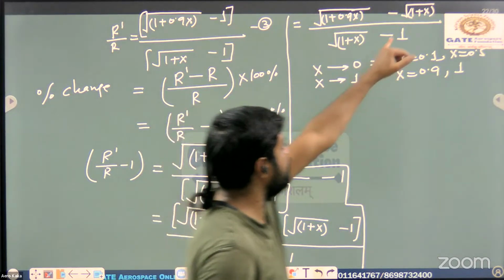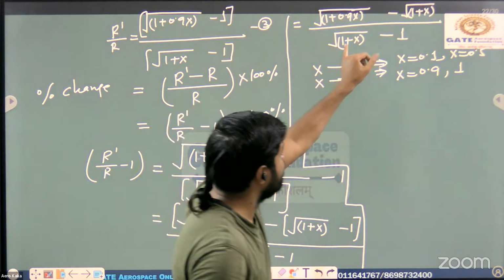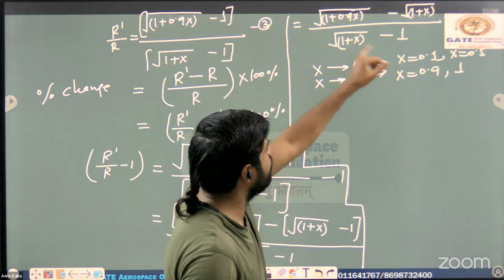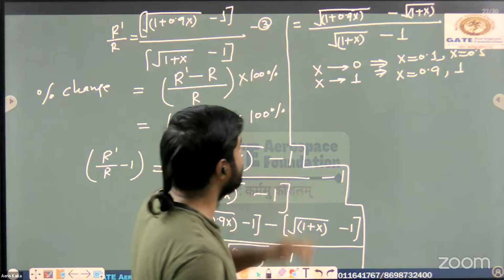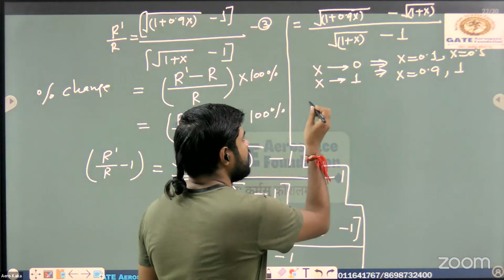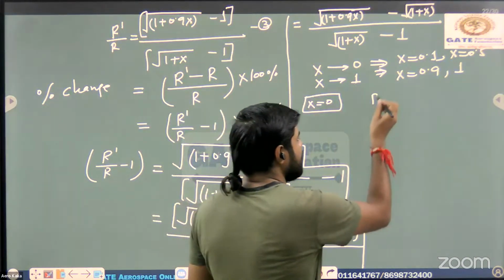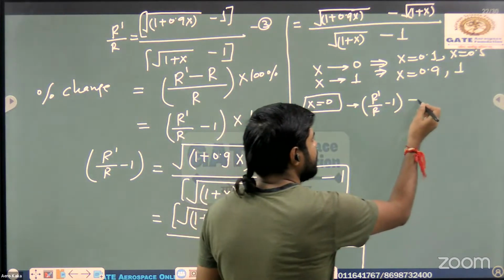Root of 1. Here also, it's a root of 1. So 1 minus 1 becomes 0. Here, 1 plus x, right? So how much will you get? You will get 0, right? 0 by 0. So if you are putting x is equal to 0 here, what can you write? This r prime upon r minus 1 is equal to how much are we getting? Tell me.